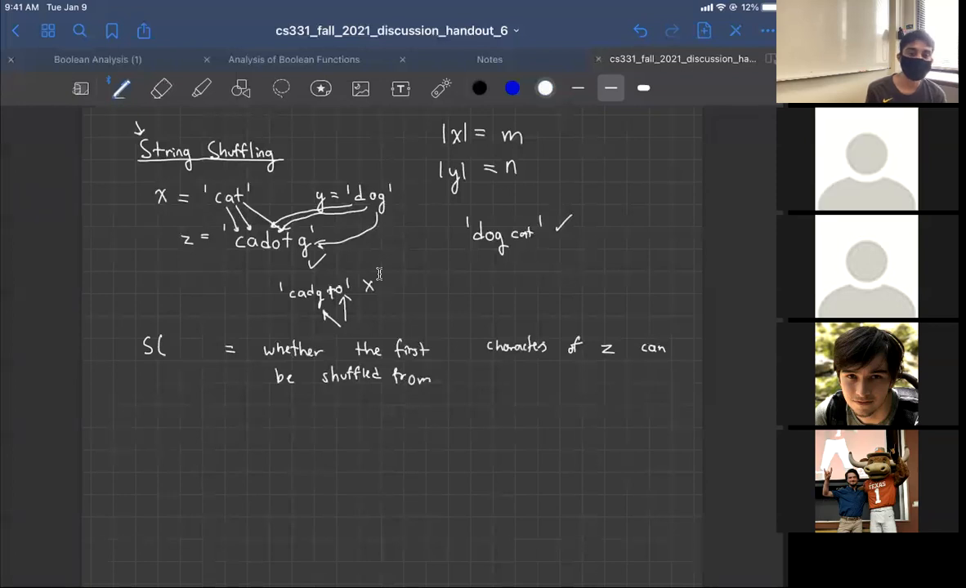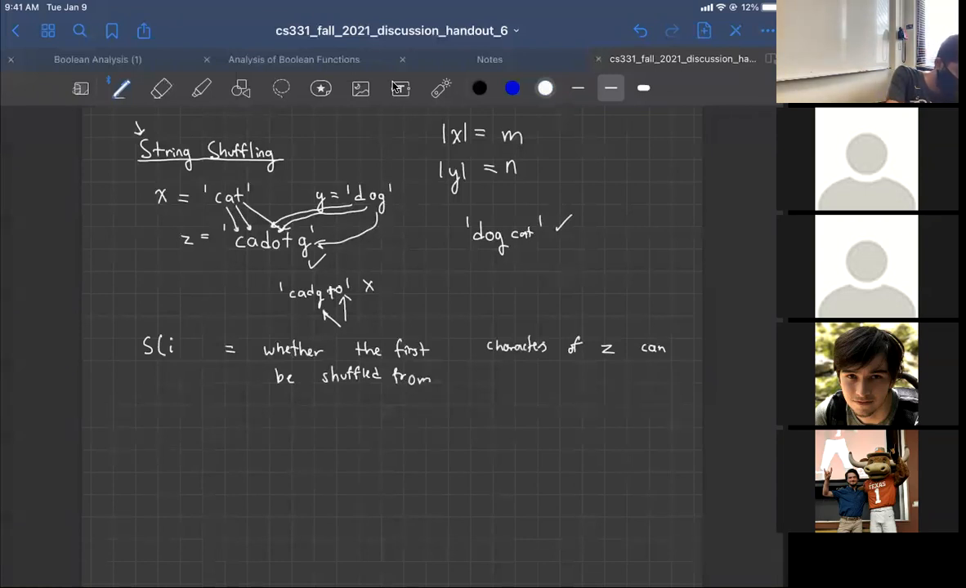I was thinking maybe the first K characters of X and Y, but I'm not sure. Oh, the first K characters of X and Y each. Yeah, that's one possible solution. But how about we do this instead?